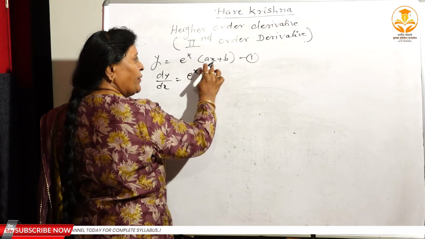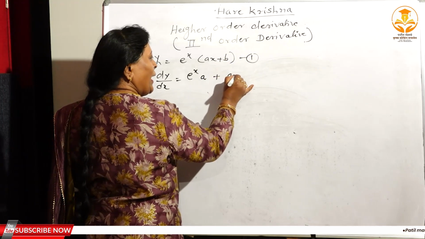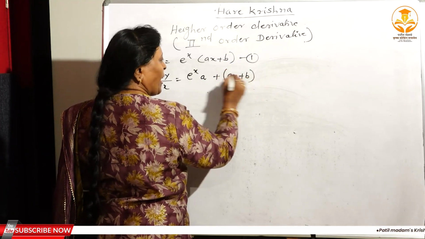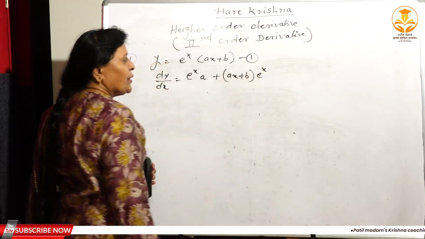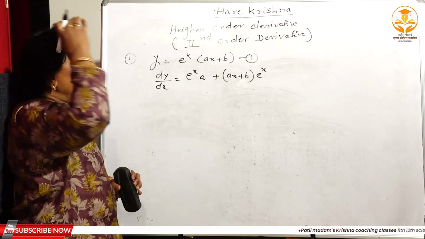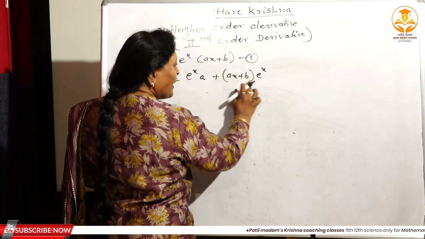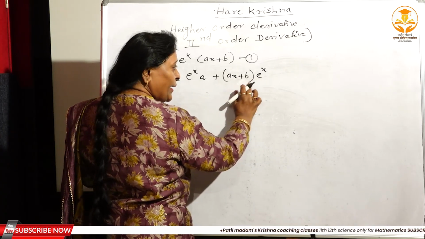The derivative of ax is a. The derivative of b is zero. Again, ax plus b remains as it is, and the derivative of e raised to x is e raised to x. Now here you have to be very careful and note one point. Here you have to make the reduction of the problem.